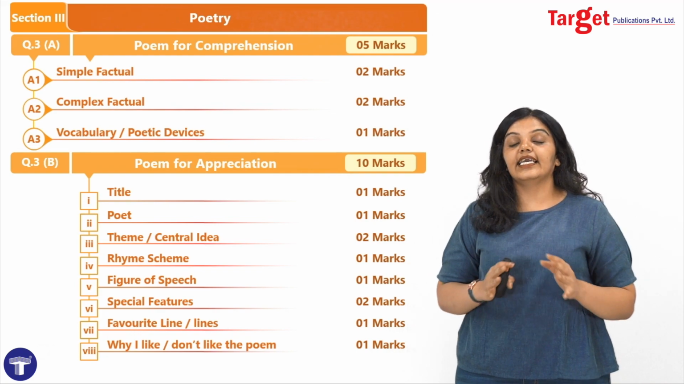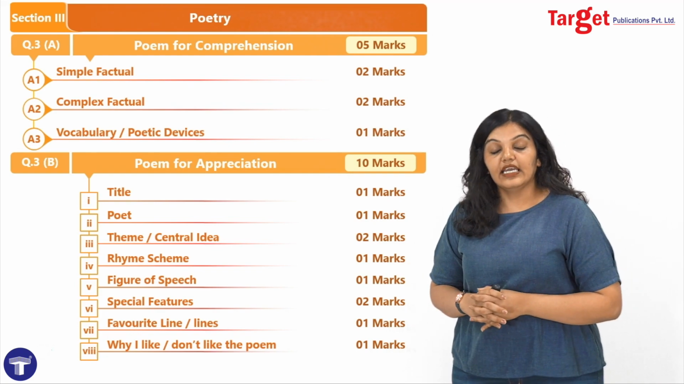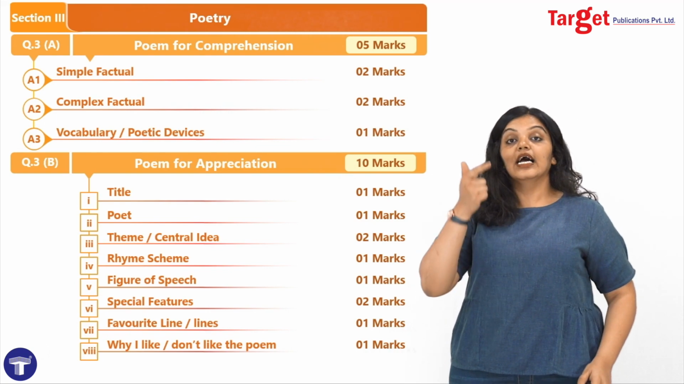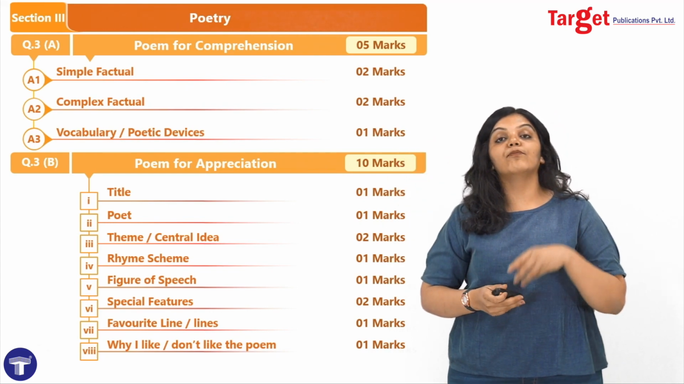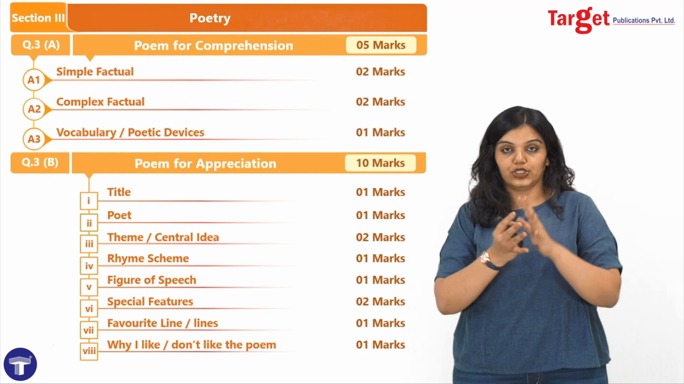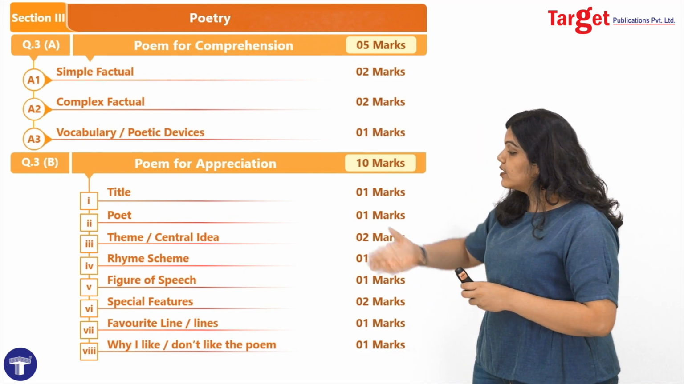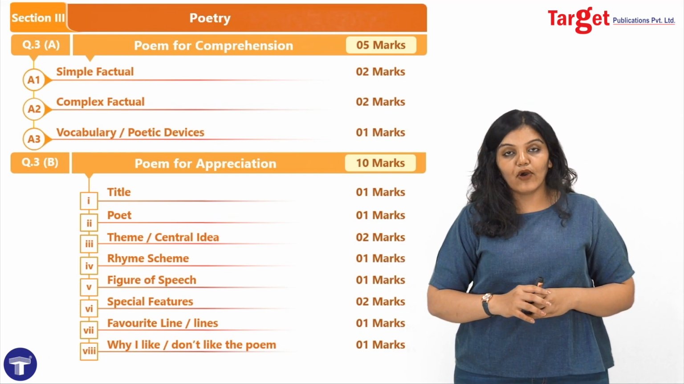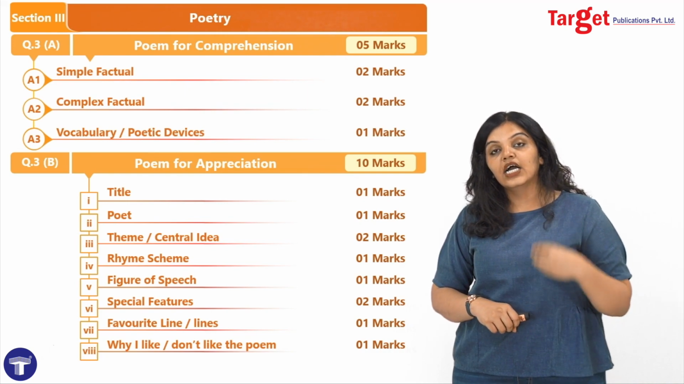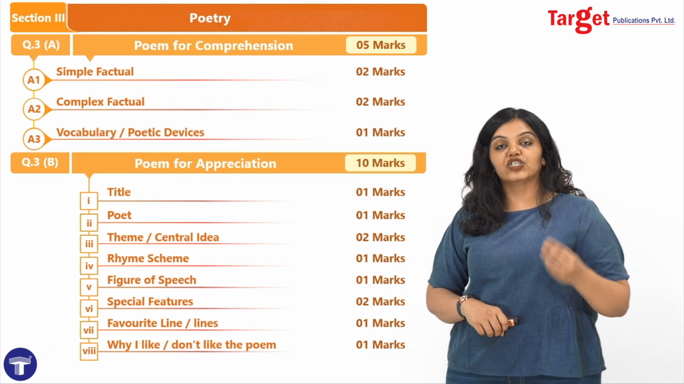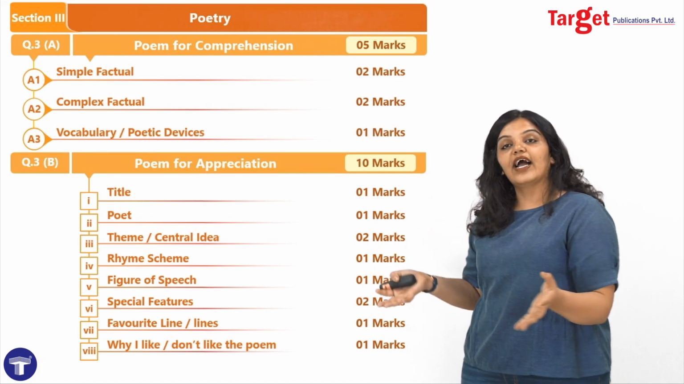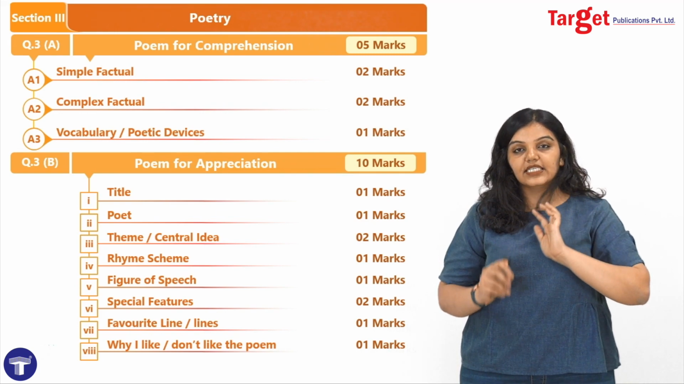Now, question 3a is a poem-based question. In this question, you will get 3 types of different questions: simple factual, complex factual, and vocabulary or poetic devices. And question 3b mainly deals with the appreciation of the poem, which you know has to include these very special 8 points: the title, the name of the poet, the theme or the central idea, the rhyme scheme, the figures of speech, special features of the poem, favorite line or lines that you enjoy, and finally why you like or dislike the particular poem.